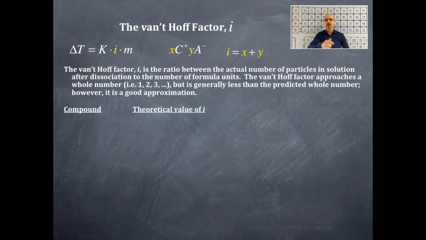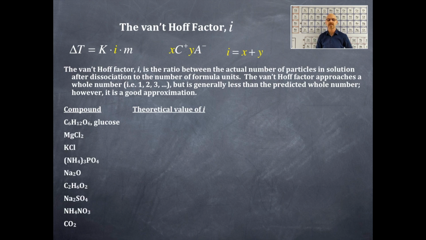So we're going to write down a compound and the theoretical value of i. I have a number of compounds which we are going to do right here. So we're going to take a look at that first one. That first one is glucose. So that is C6H12O6. You should be familiar with that from your biology classes.